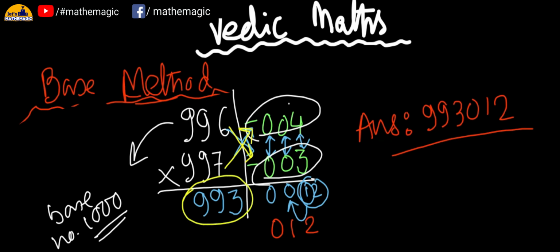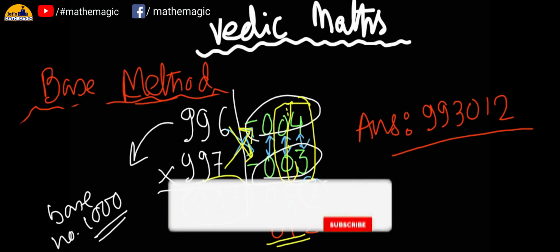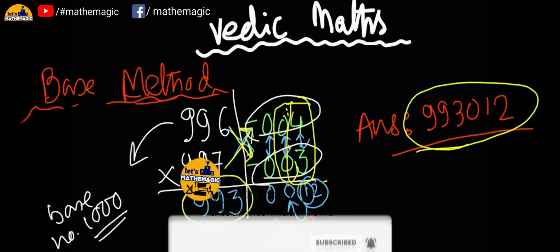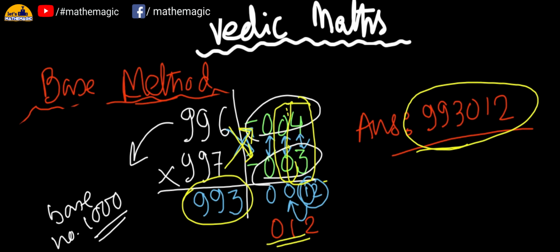And the next thing is that we will be multiplying the numbers in the RHS vertically. So 004 into 003, the answer will be 012. So the ultimate answer is 993012, and yes, it's your answer. Hopefully all of you have enjoyed these tricks. Okay, thank you so much.